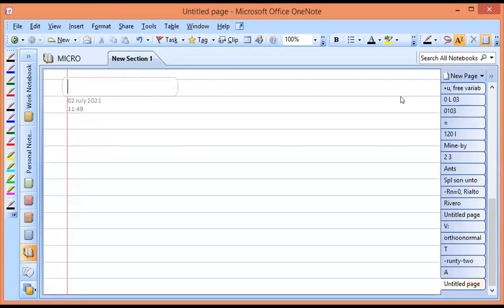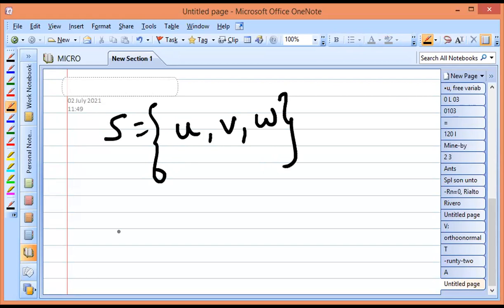So here you can see, suppose we consider the set S, which consists of the elements U, V, W, and we have the vector V. This V is said to be orthogonal to the set S if it is perpendicular to each vector U, V, W present in the set S. That is, whenever you take the dot product of these two, it should result in the value 0. So in such cases, you can say that the vector V is orthogonal to the set S.